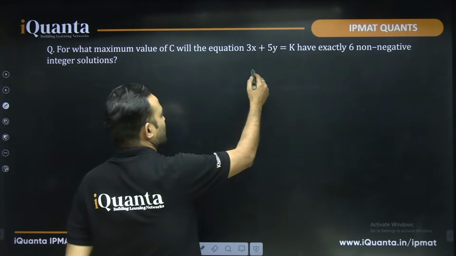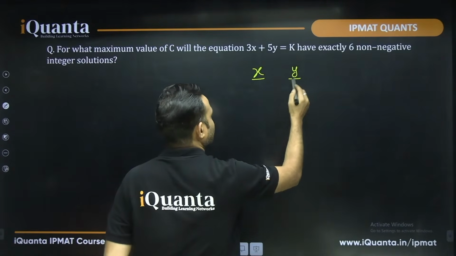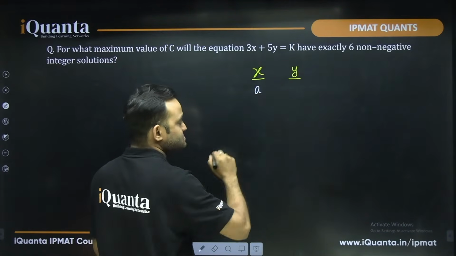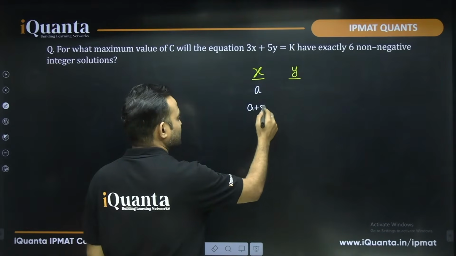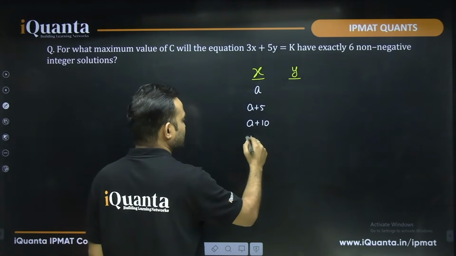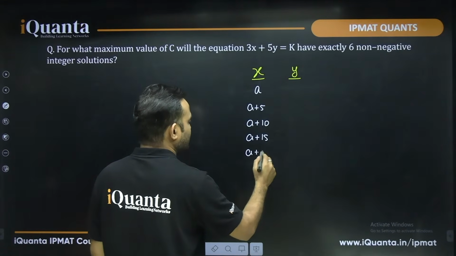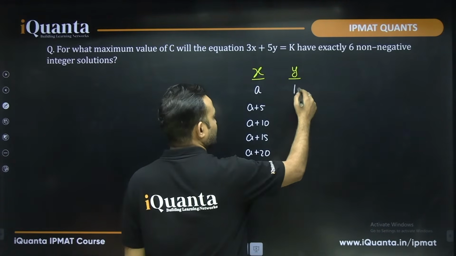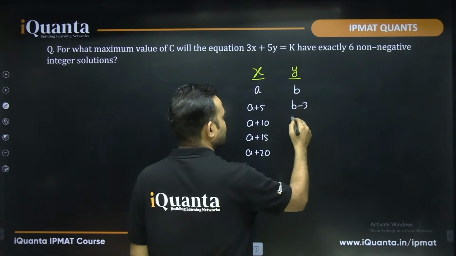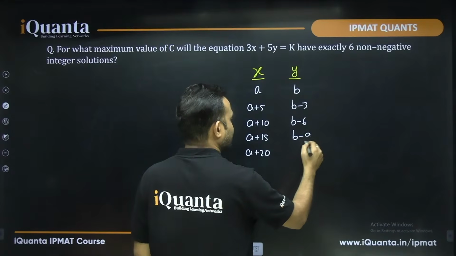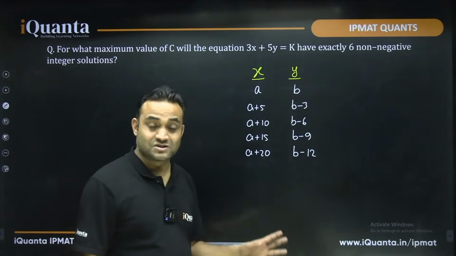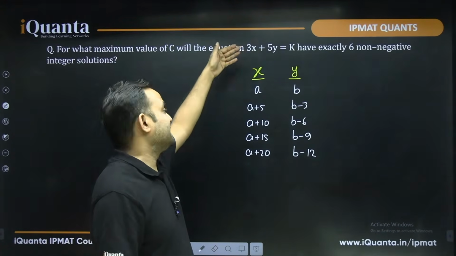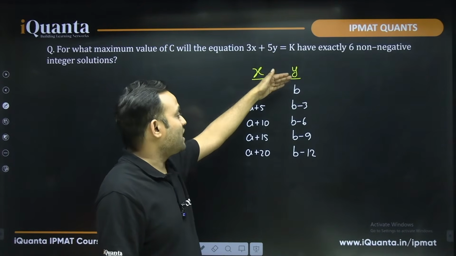Okay, so what do we know about the nature of the integral solutions? In case of x, if the value is a, the next value is going to be a plus 5, then a plus 10, a plus 15, a plus 20. These are going to be 5 solutions. And if this value is b, then the next is going to be b minus 3, b minus 6, b minus 9, b minus 12. That is going to be the nature of the integral solutions. I hope you are aware of that. The values of x will increase with the coefficient of y, and the value of y will decrease with the coefficient of x.